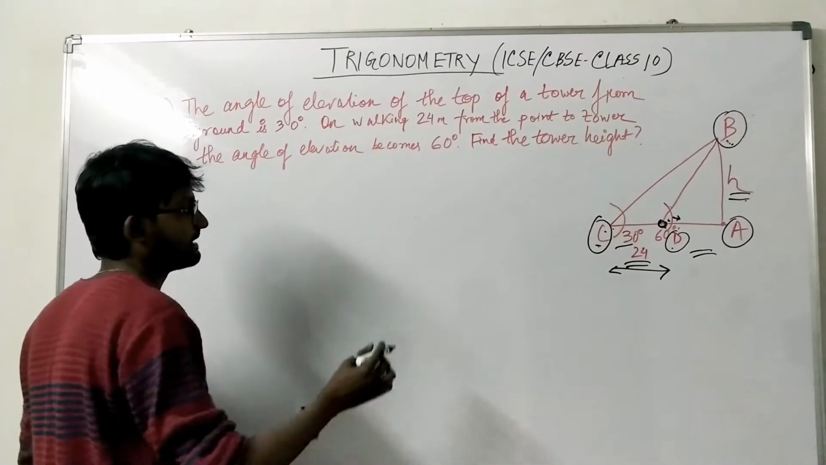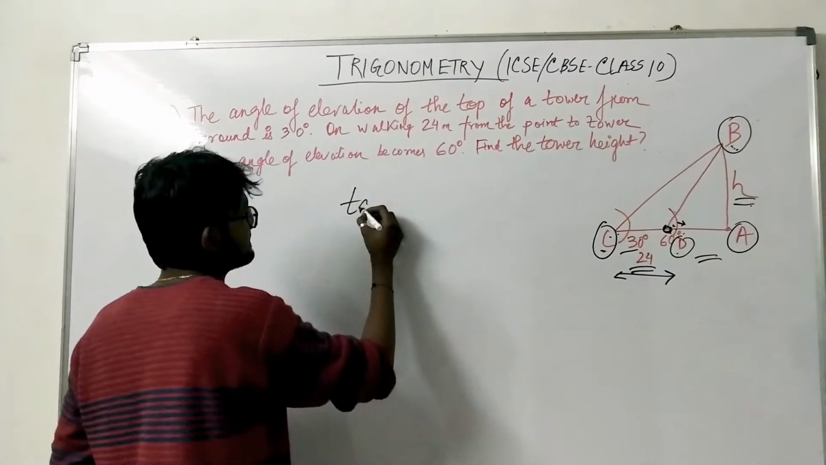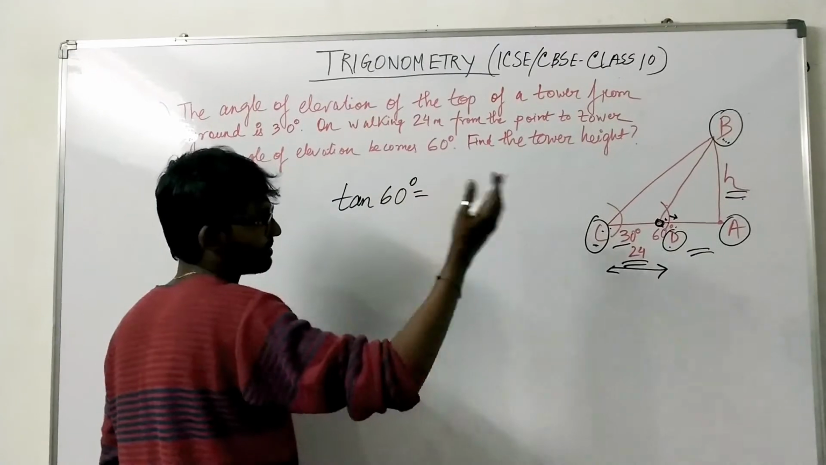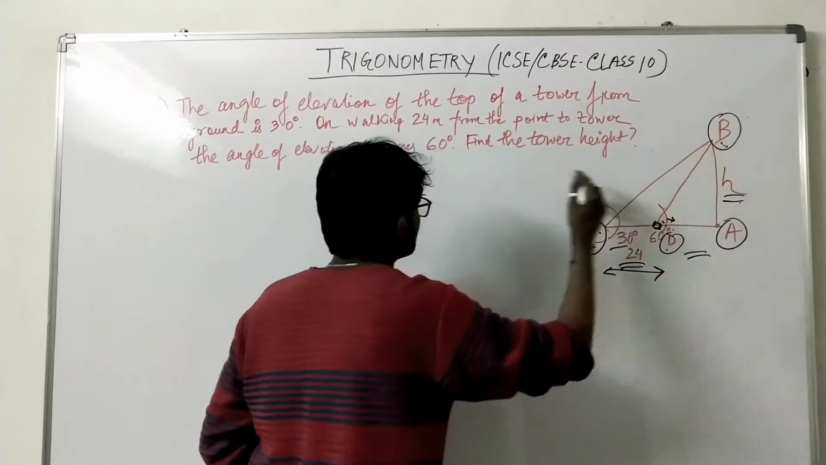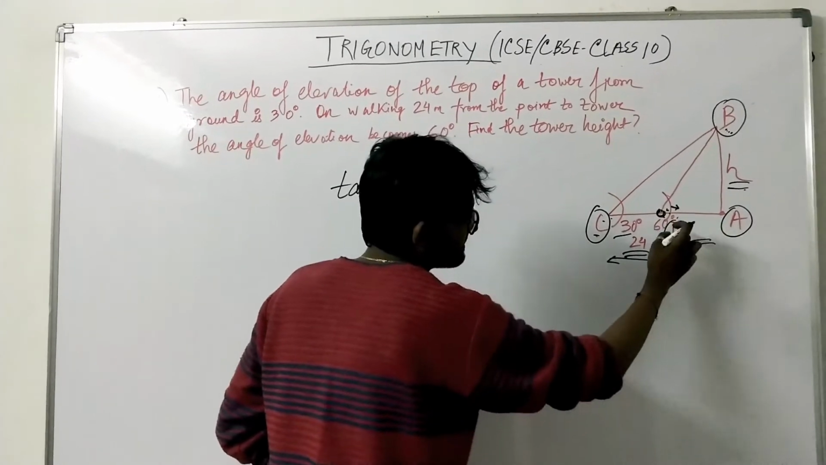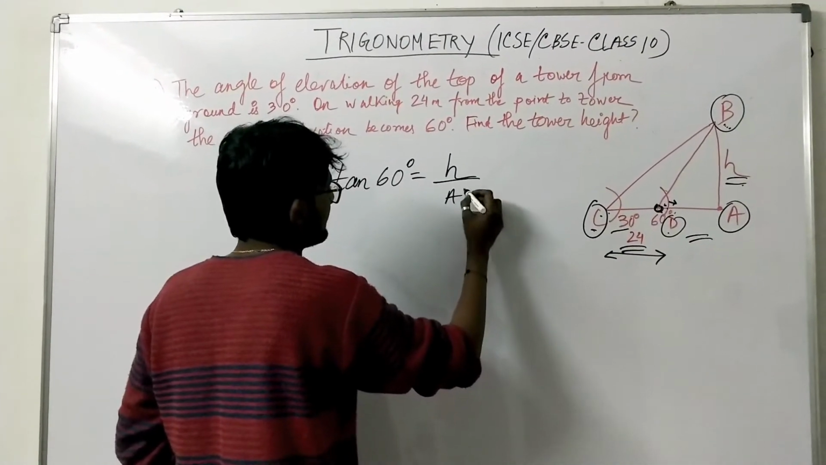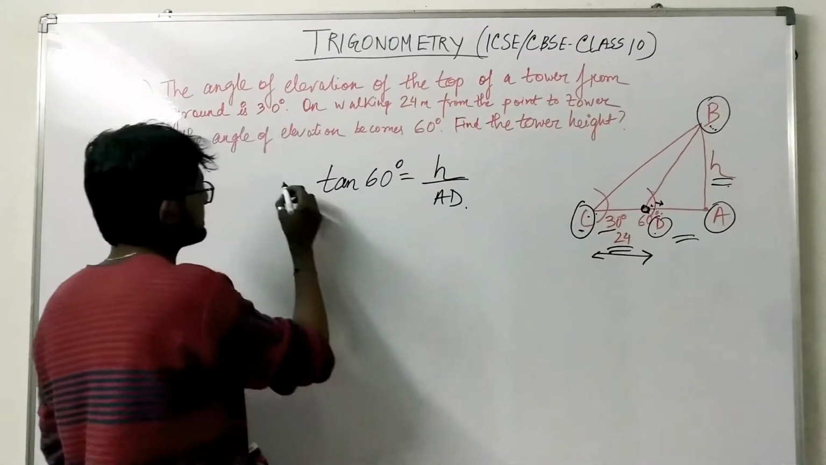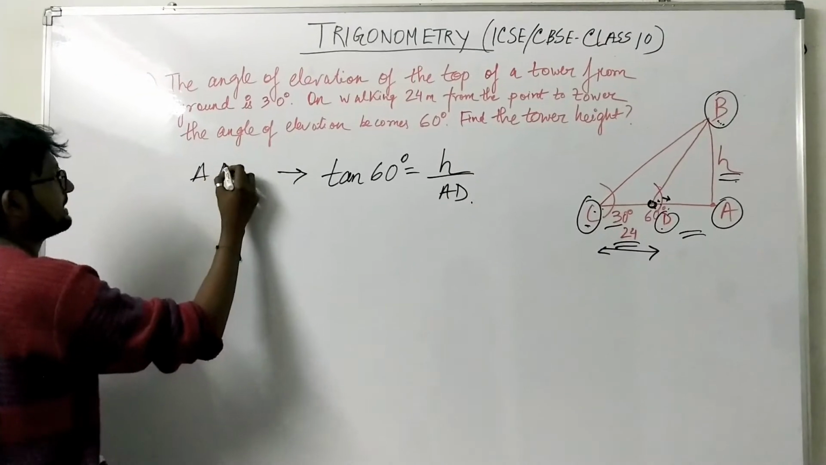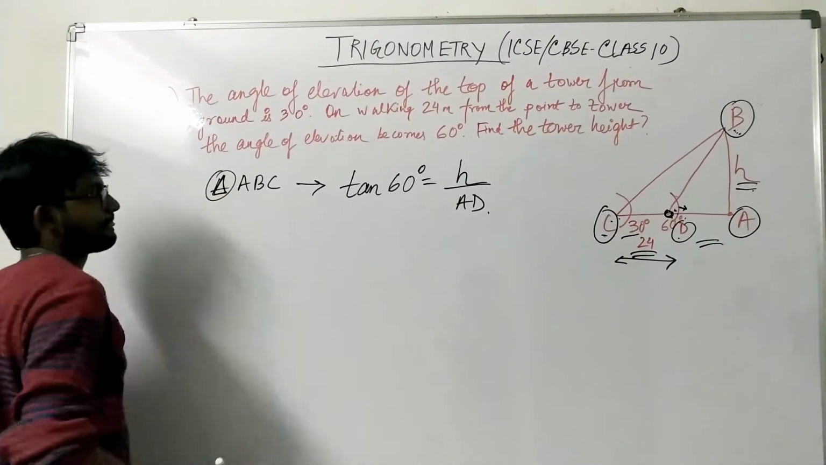If I consider this angle, tan 60 degrees is equal to, as you know, tan is perpendicular by base. So perpendicular is h over here, and AD is the base. So I will write it over here, AD. Okay. This is for triangle ABD.